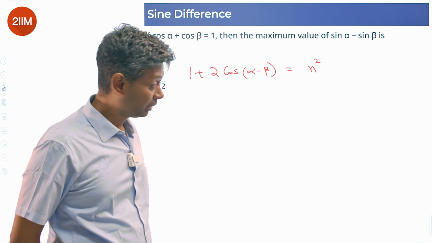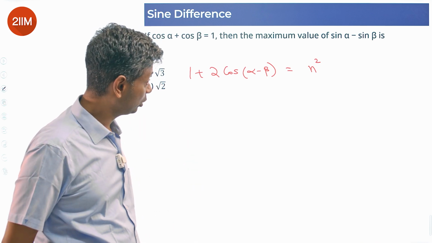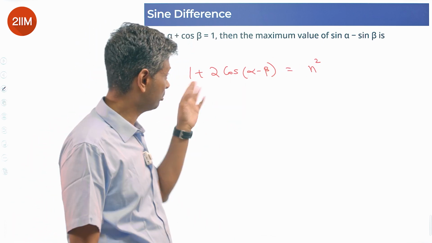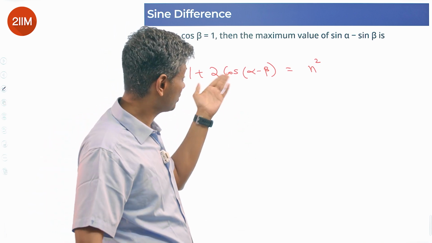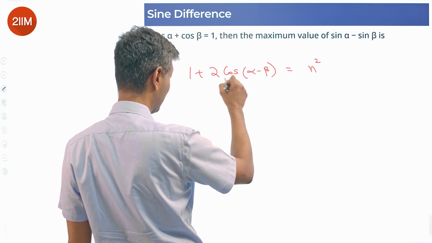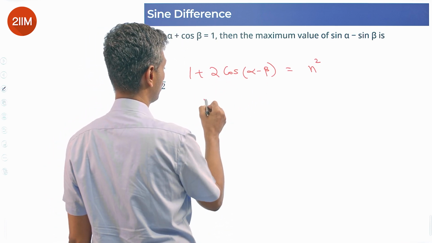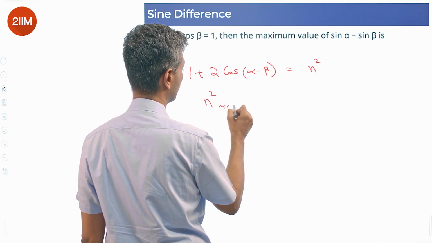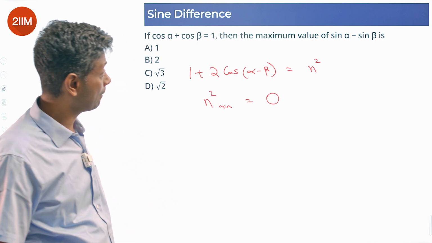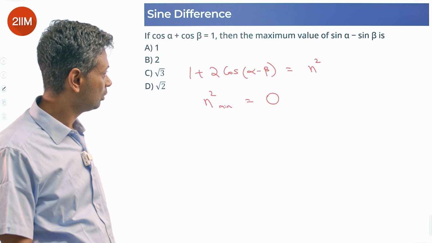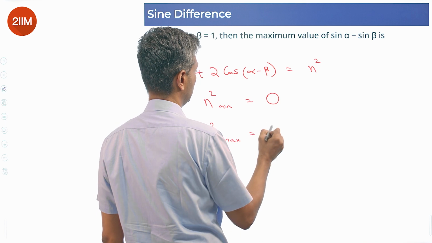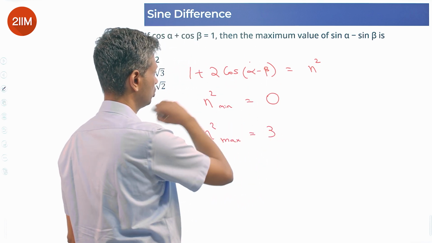2 times cos of alpha minus beta can go from minus 1 to plus 1, and it cannot really go to minus 1, because n square sitting here, 1 minus 2 is minus 1, that's not possible. The least value this can take is 0. The highest value this can take is 2. I'm not worried about n square minimum, but the question is to find the maximum value of sin alpha minus sin beta. N square maximum is 3. When this goes to 1, 2 times 1 is 2, 1 plus 2 is 3.